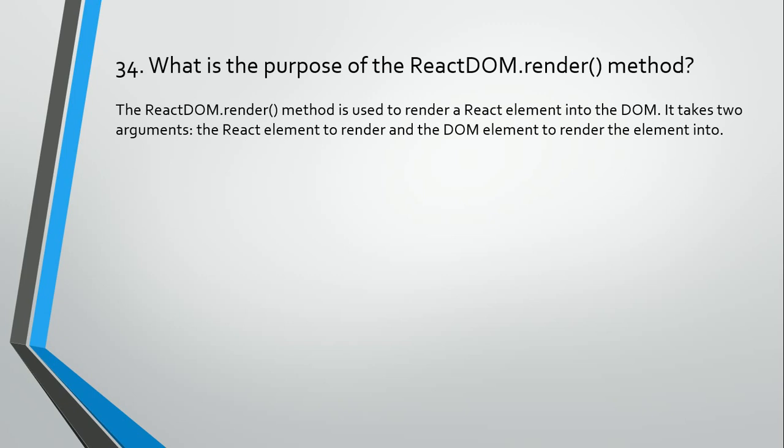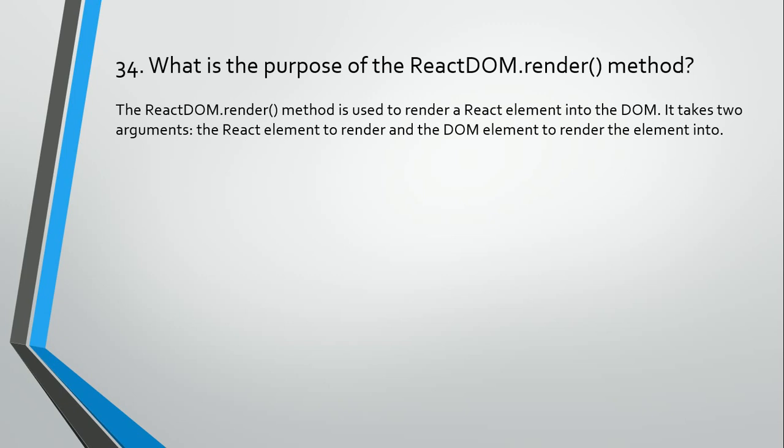So look, the ReactDOM.render method is used to render a React element into the DOM. As we write our code, to display this code on the browser, on the DOM, we actually use ReactDOM.render inside React. So look, it takes two arguments. The first argument is what? The React element to render, that is App.js, something like that file, and the DOM element to render the element.